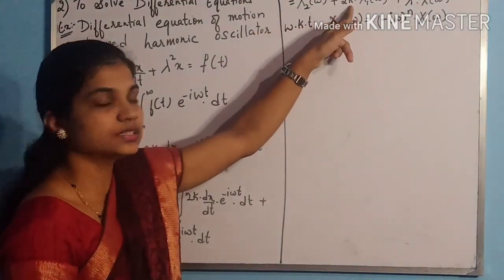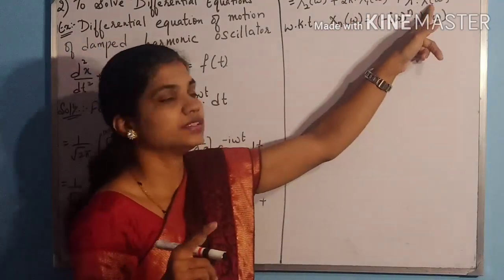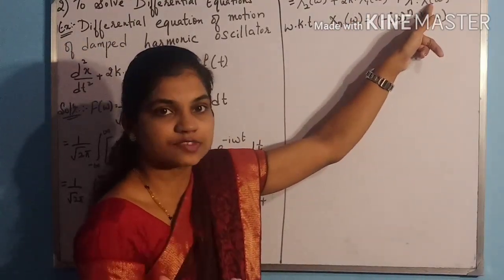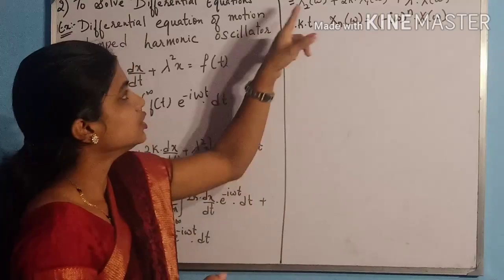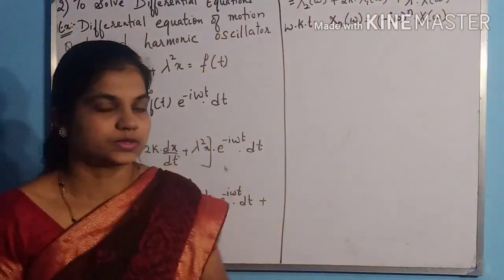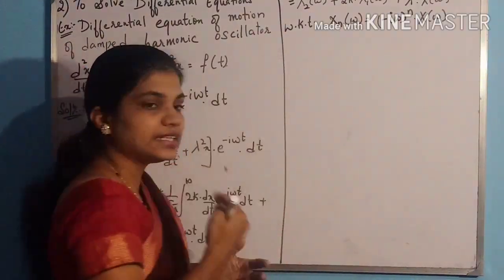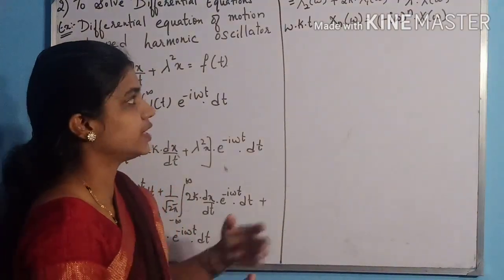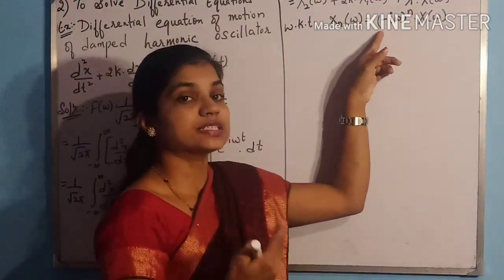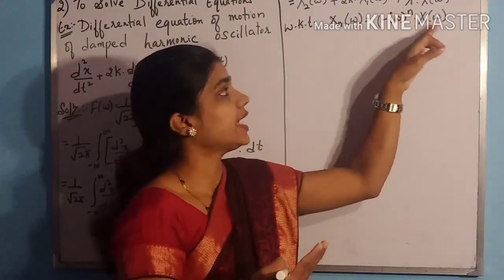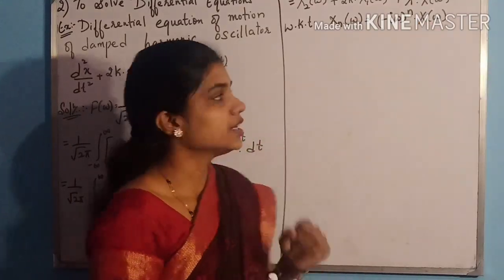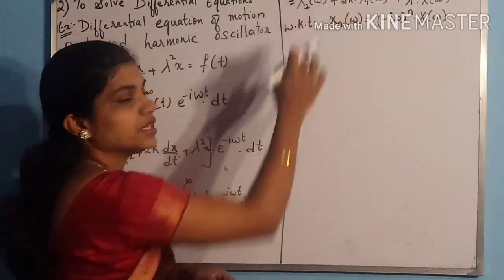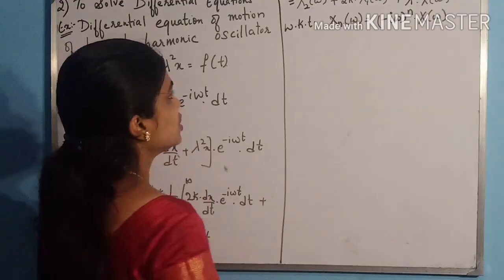And this is the first derivative, and this is just the Fourier transform of the function. But we also know that the nth derivative of f(t) can be written as (−iω)^n X(ω). So now I'll substitute this in the above equation.